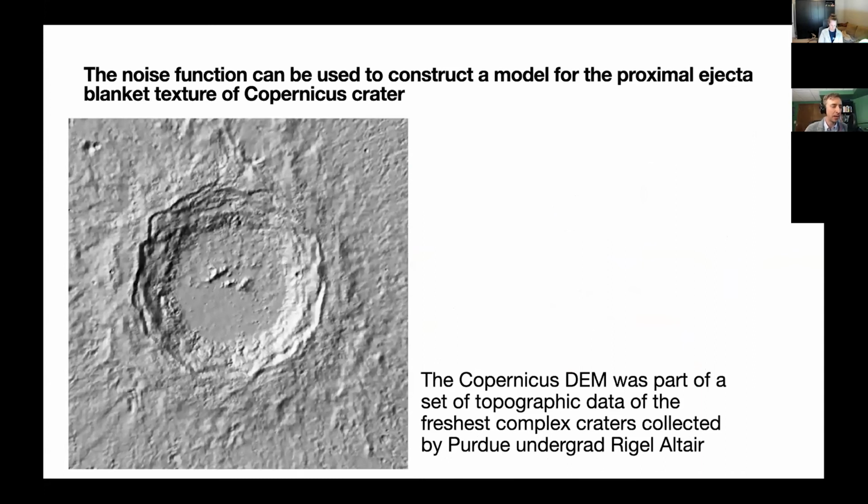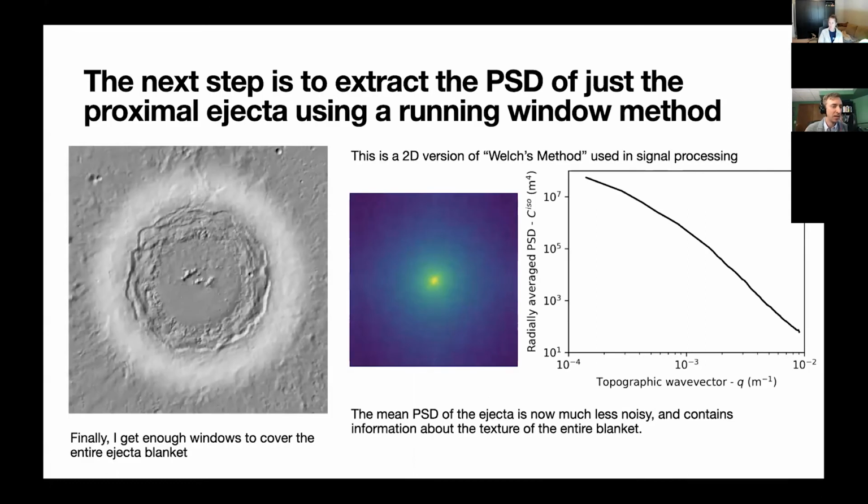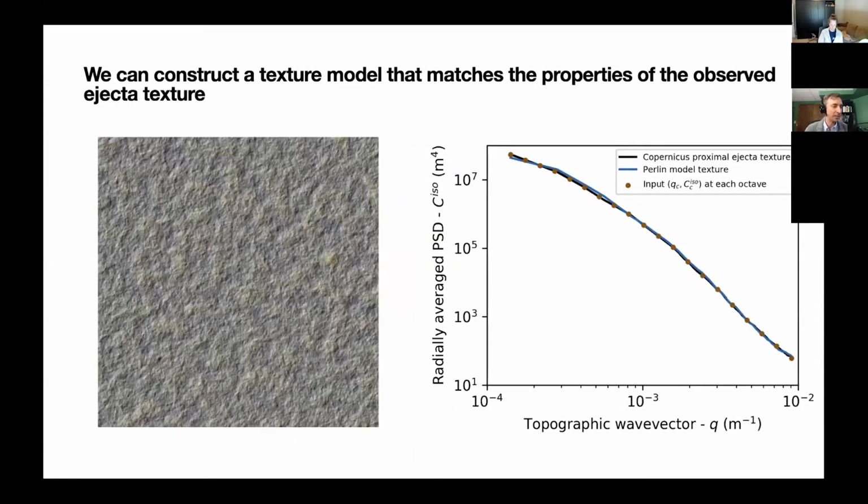I had an undergrad in our lab last summer who collected a bunch of examples of DEMs of fresh complex craters. So here's Copernicus, for instance. We can take Copernicus apart and look at the ejecta blanket, figure out what kind of texture you actually get on the real ejecta blanket, fit a PSD model to it, and then build a Perlin noise-based texture that matches the properties of that. So this is a texture that has the same spectral properties as the ejecta blanket of Copernicus.